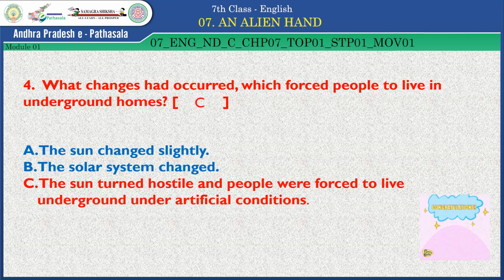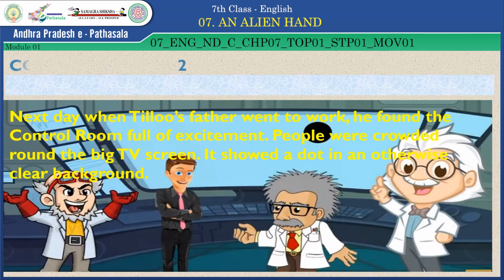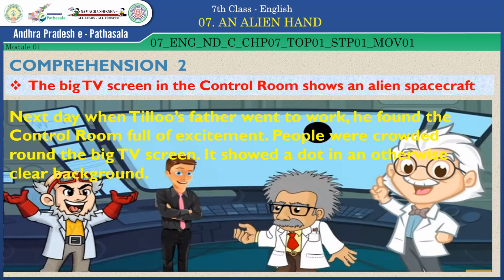Children, you did well. Now we are going to learn comprehension 2 of An Alien Hand. Are you ready? Okay. Comprehension 2. The big TV screen in the control room shows an alien.